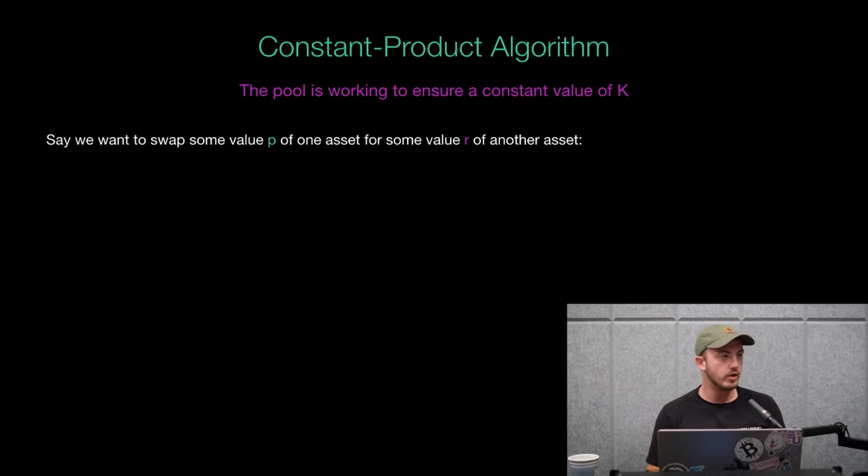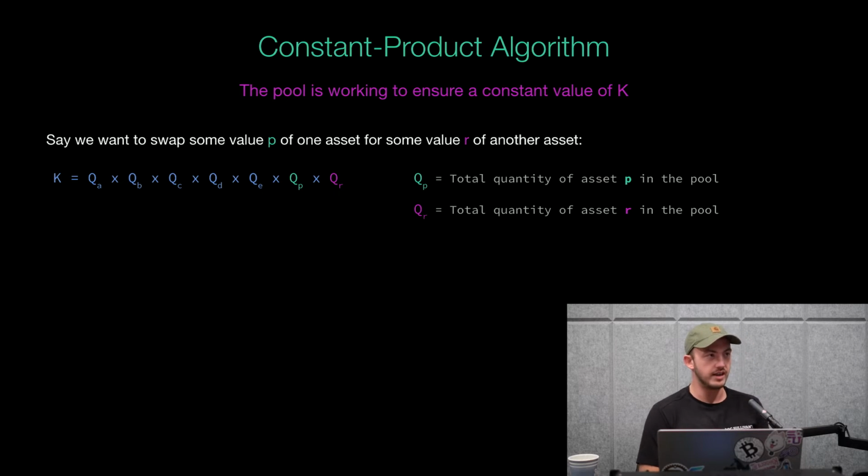And you might think, okay, well, it depends on the price of it, et cetera. Well, actually, it only depends on the liquidity in the pool, and you'll see why. So here's K again, and now we've included the quantity of P and the quantity of R in the pool already as it stands.